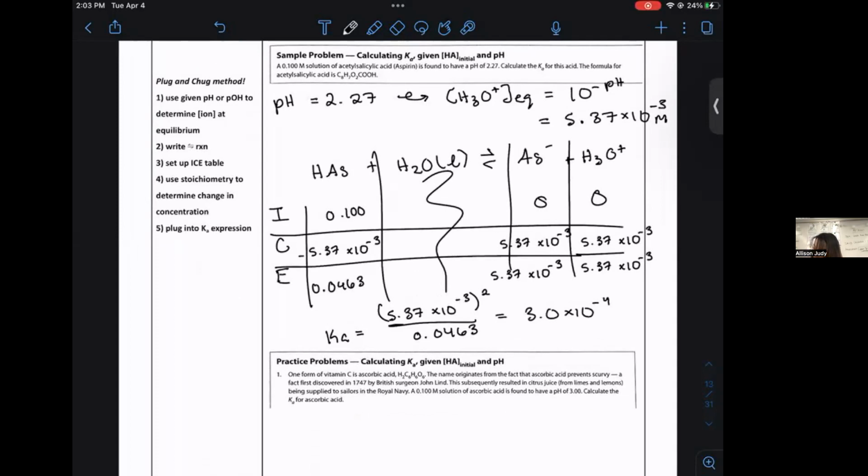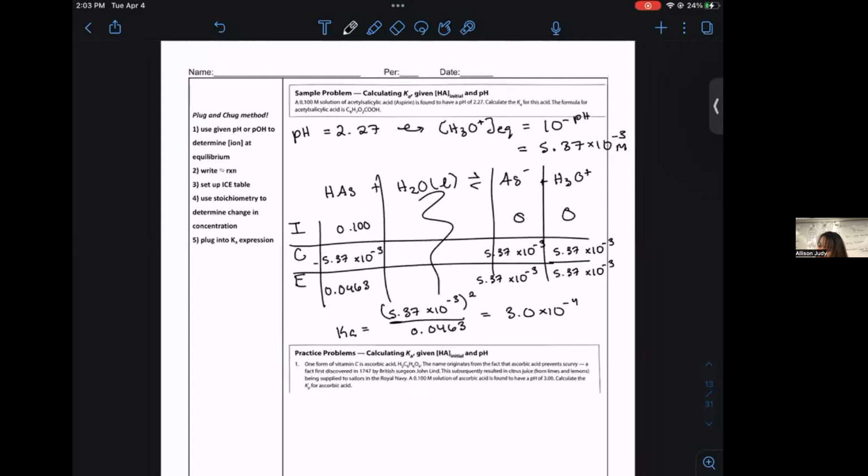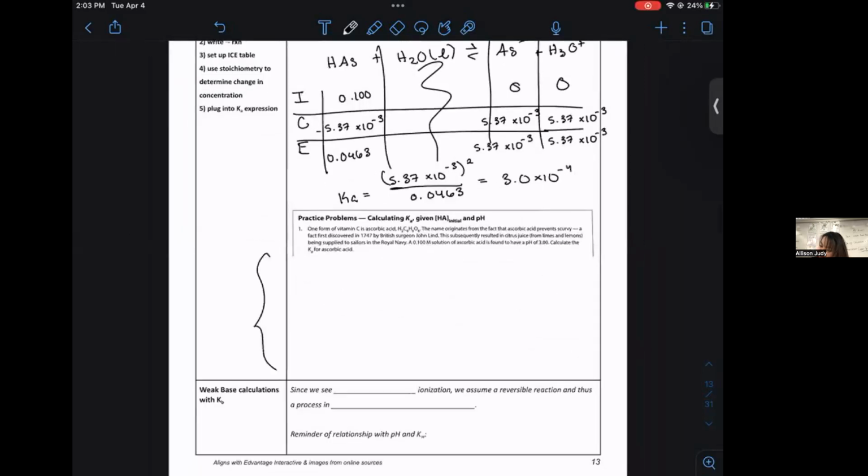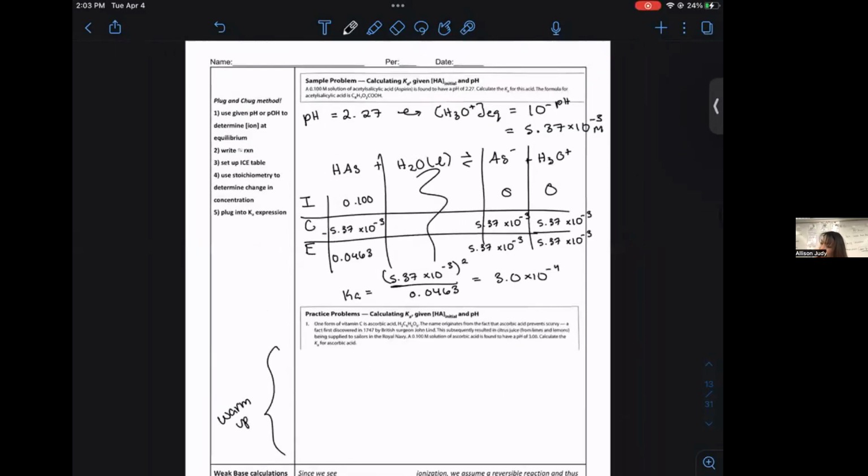And does Ka have units? No, K never has units, never. So that's that. And then we'll warm up with this problem tomorrow, and then we'll do the same thing with the base perspective. Good job, you guys.